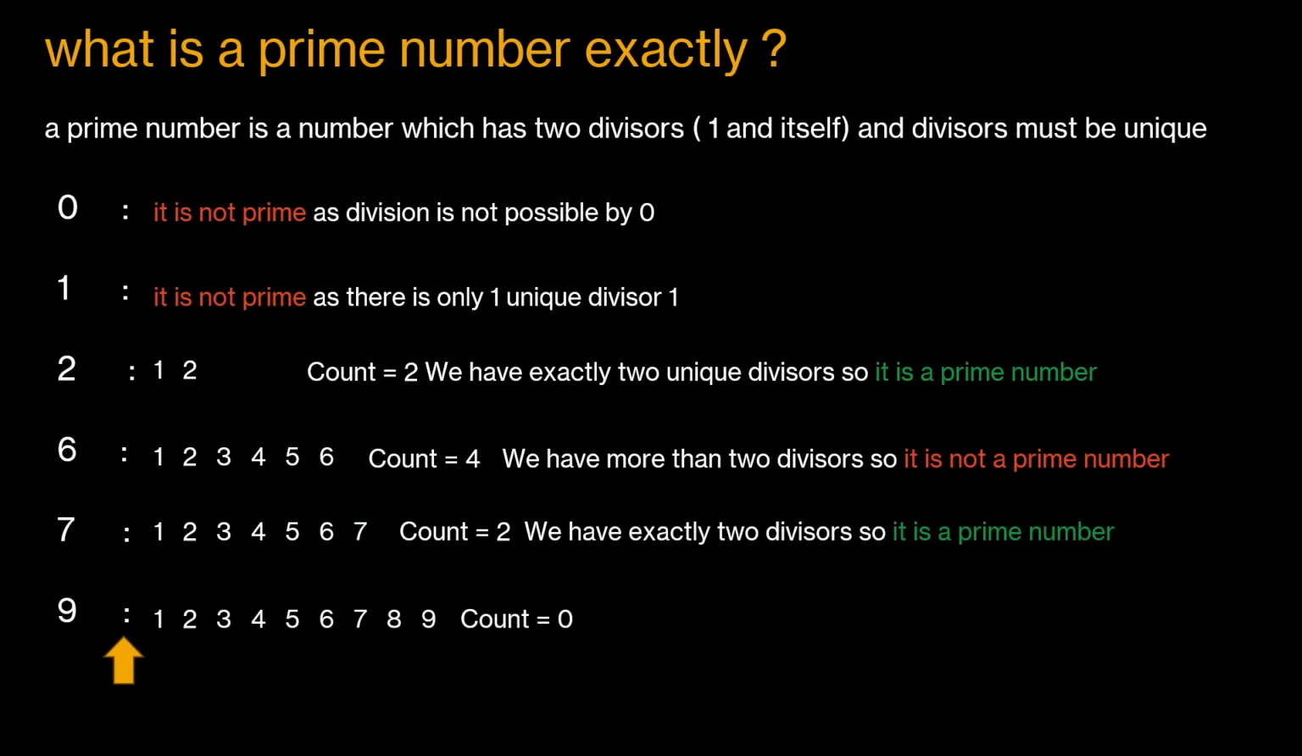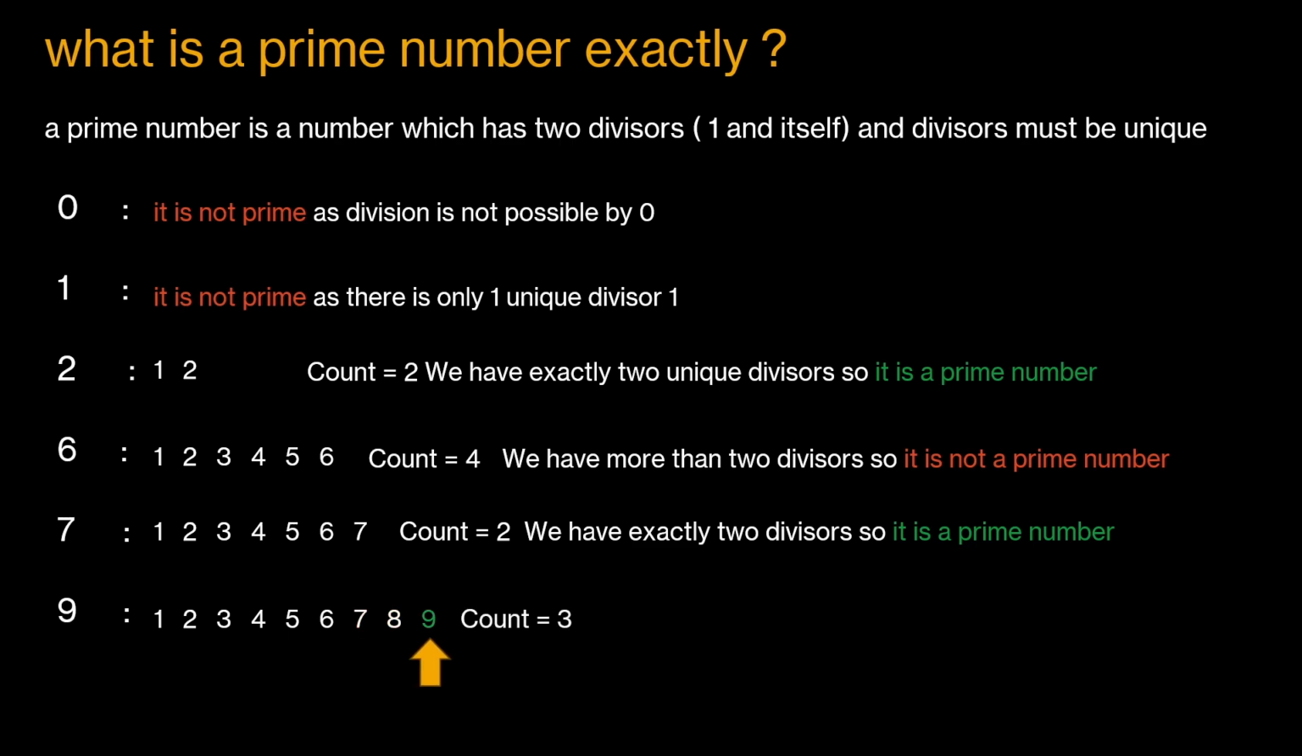Can you guess whether it is a prime or not? Absolutely, it is not a prime because we have 3 divisors, 1, 3 and 9. So let's see. 1 is a divisor of 9, 2 is not a divisor of 9, 3 is a divisor of 9. So we already reached count 2. 4 is not a divisor of 9, 5 is also not, 6 is not, 7 is not, 8 is not, 9 is a divisor of 9.